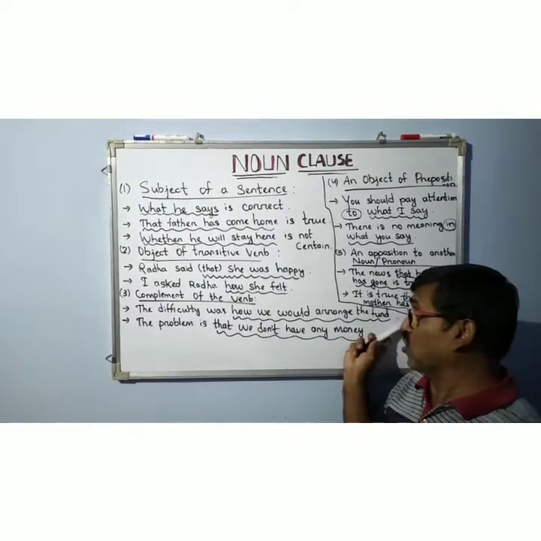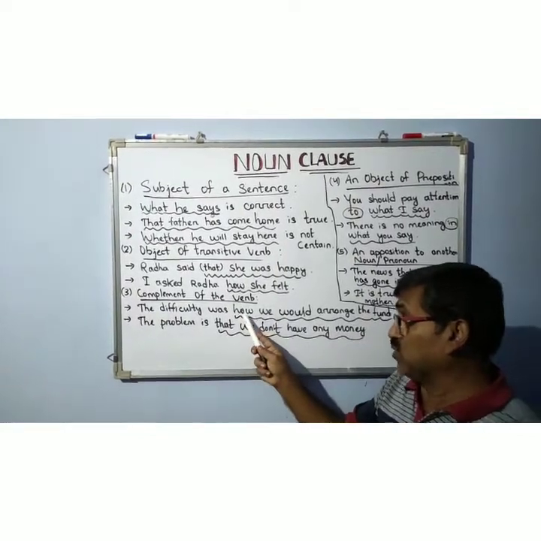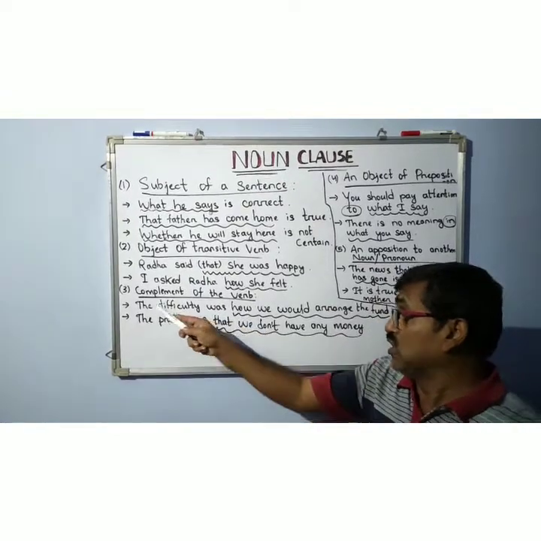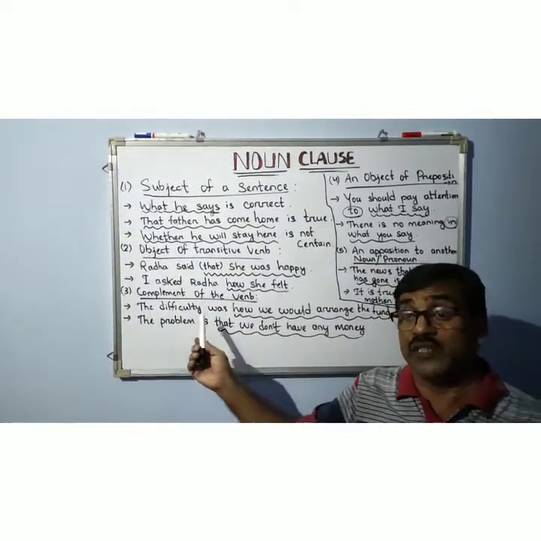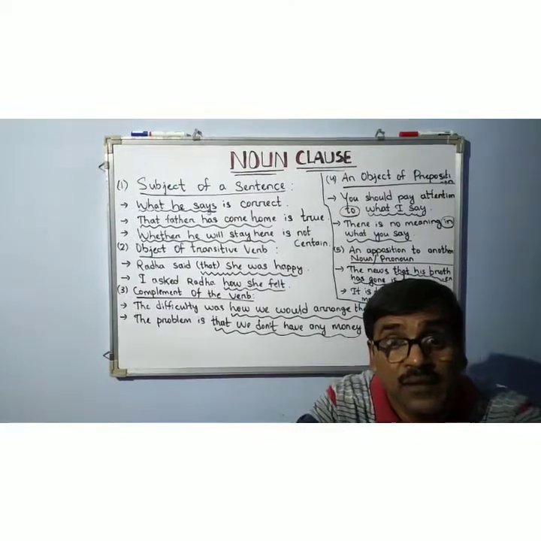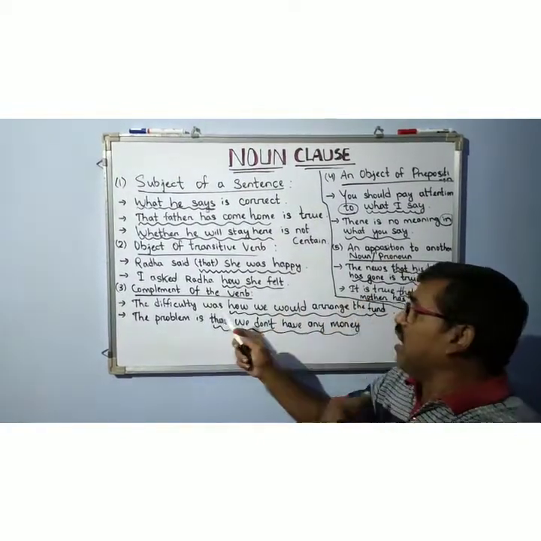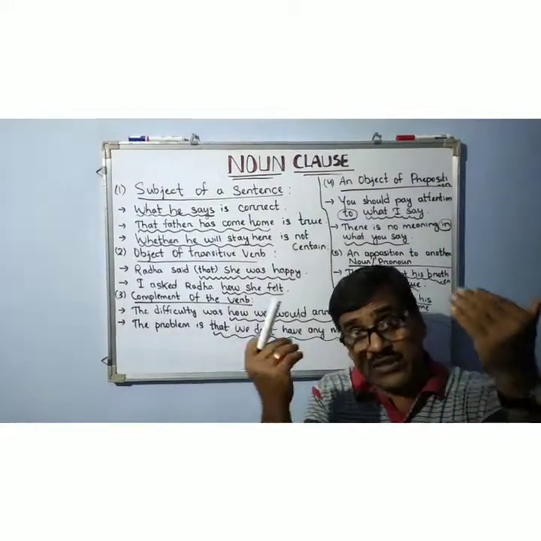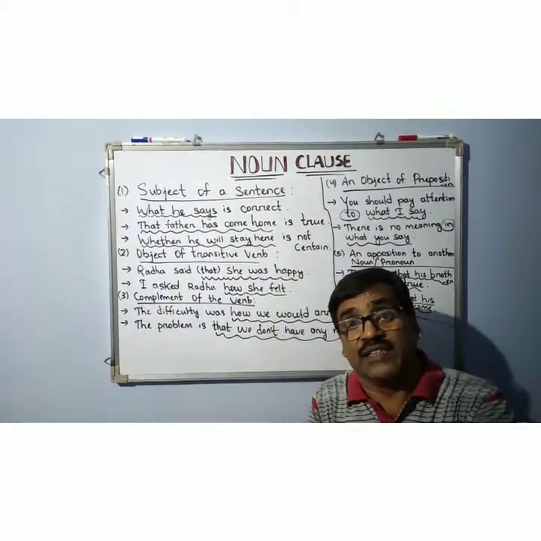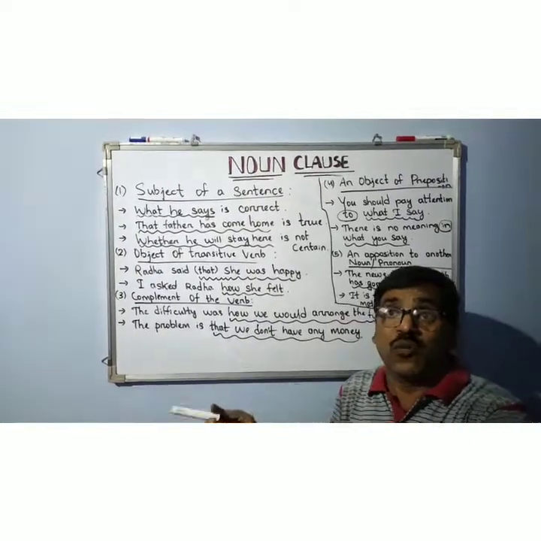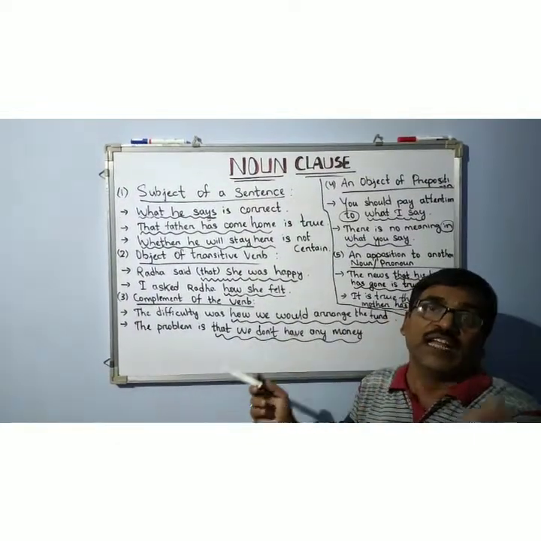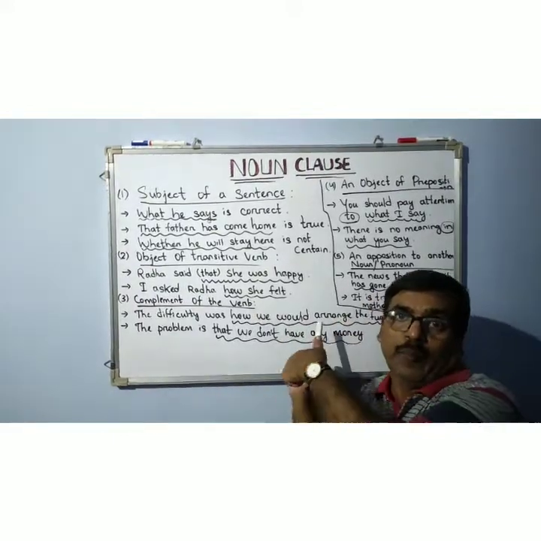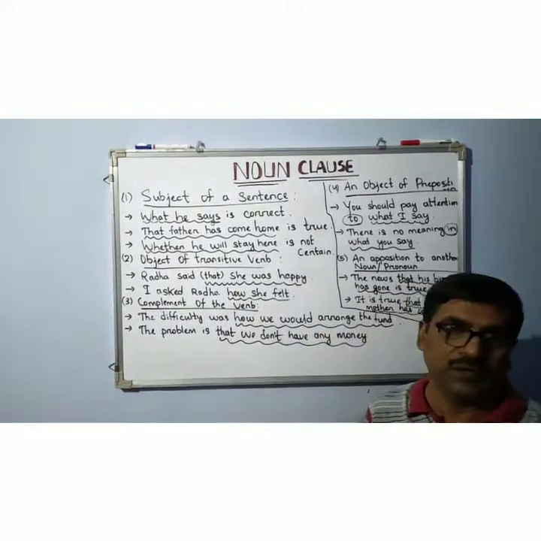It is the noun clause. It starts with a wh-word. "The difficulty was" is the main clause. So you can ask me, the difficulty was what? Then it completes the sentence: how we would arrange the font. So when the sentence is incomplete, the word which completes the sentence we call a complement. So here the noun clause acts as a complement to the main clause.